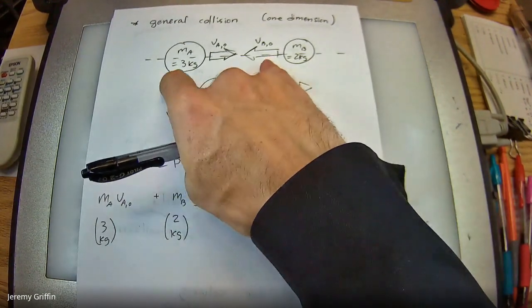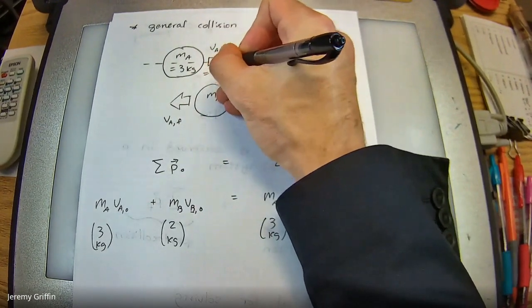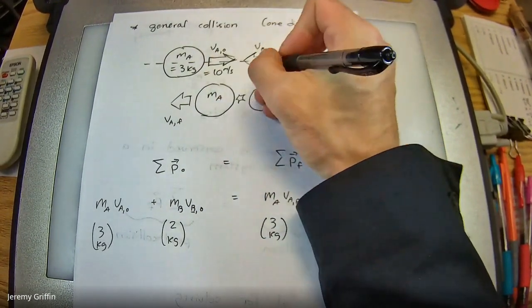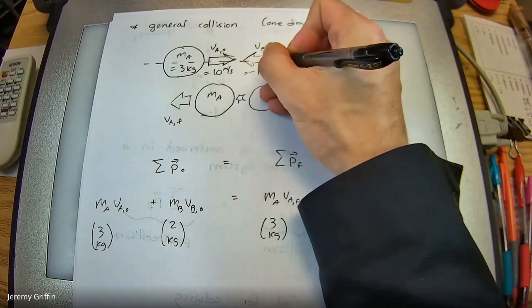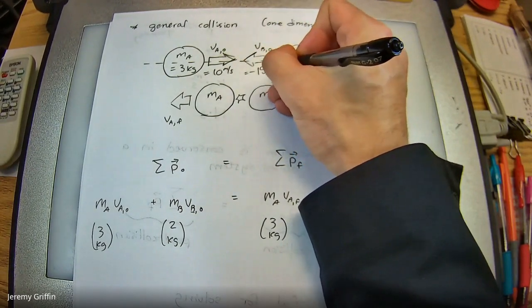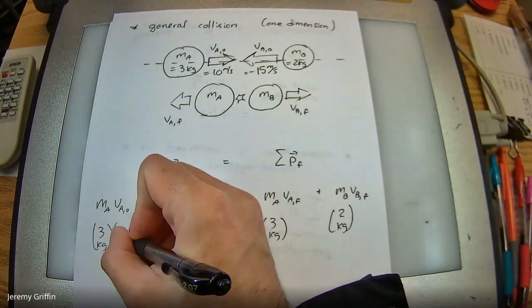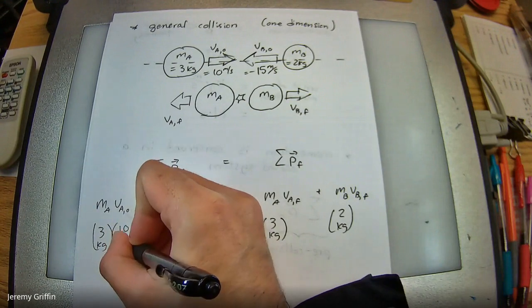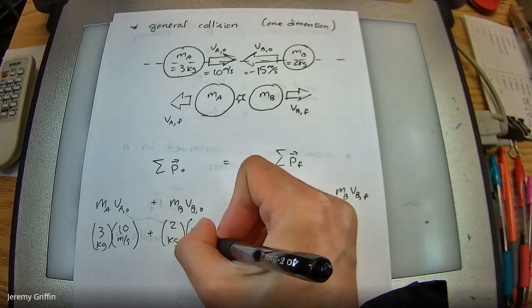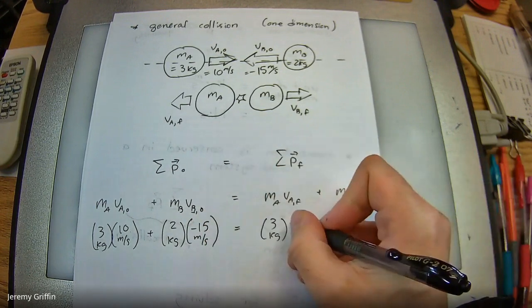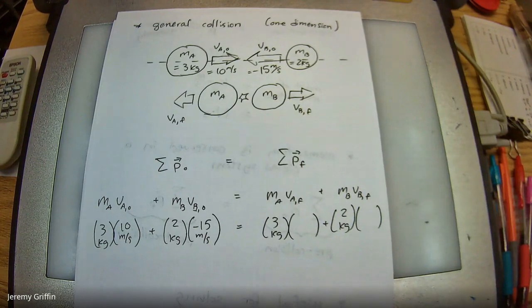I need to tell you something about velocities. Let's say the initial velocity for object A was 10 meters per second to the right, and I'll have object B going at 15 to the left. So let's call it negative 15, mathematically, because 15 to the left. So I have positive 10 meters per second, and I've got negative 15 meters per second. And then, okay, so the structure of this is coming together.